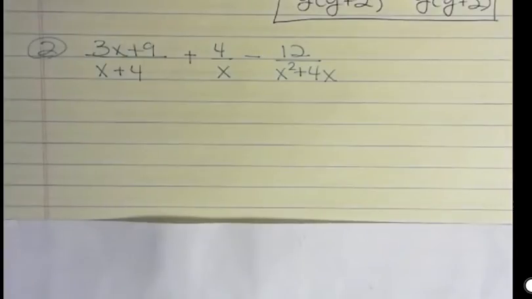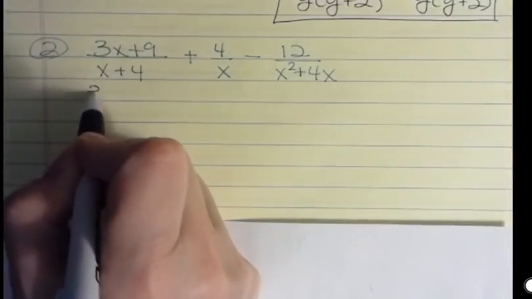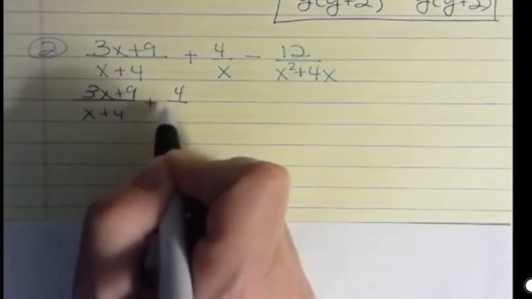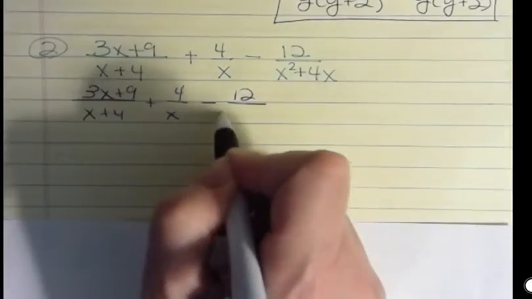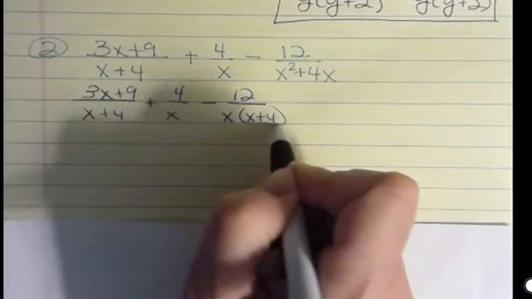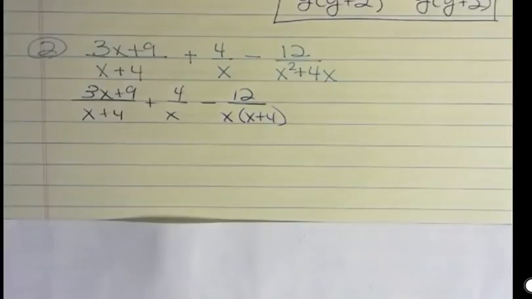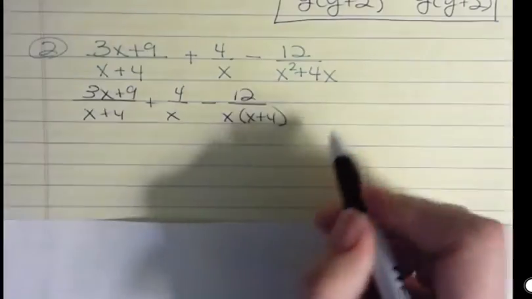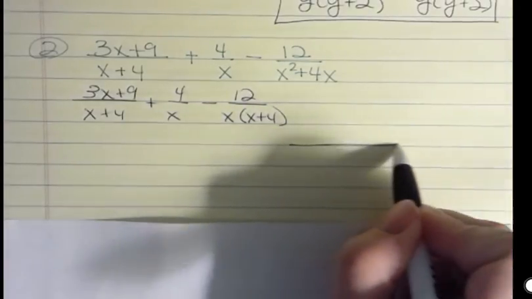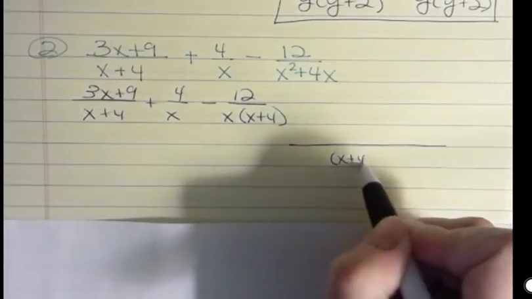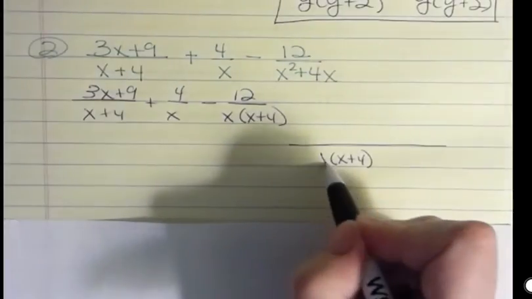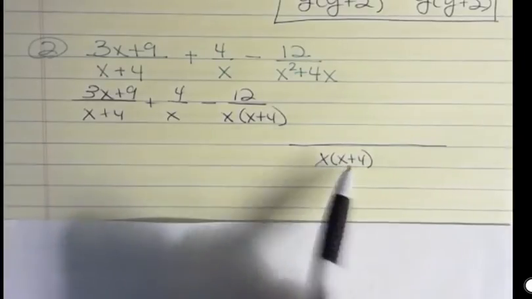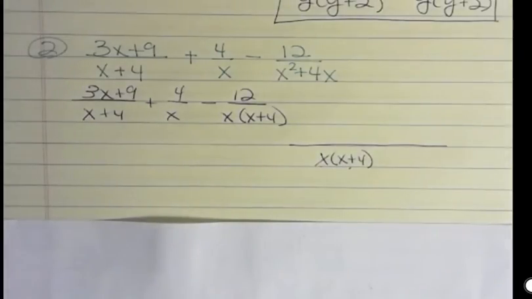So in order to find the LCD, I need to factor that last term, and it turns out when we factor that, we're going to see that it actually contains what the other two fractions had in there. So our LCD has to represent all of this. I need an x plus 4, so I'm going to rewrite it over here. I need an x plus 4. I need a standalone x, which I already have. I need an x plus 4, which I already have. So my LCD is x times x plus 4.